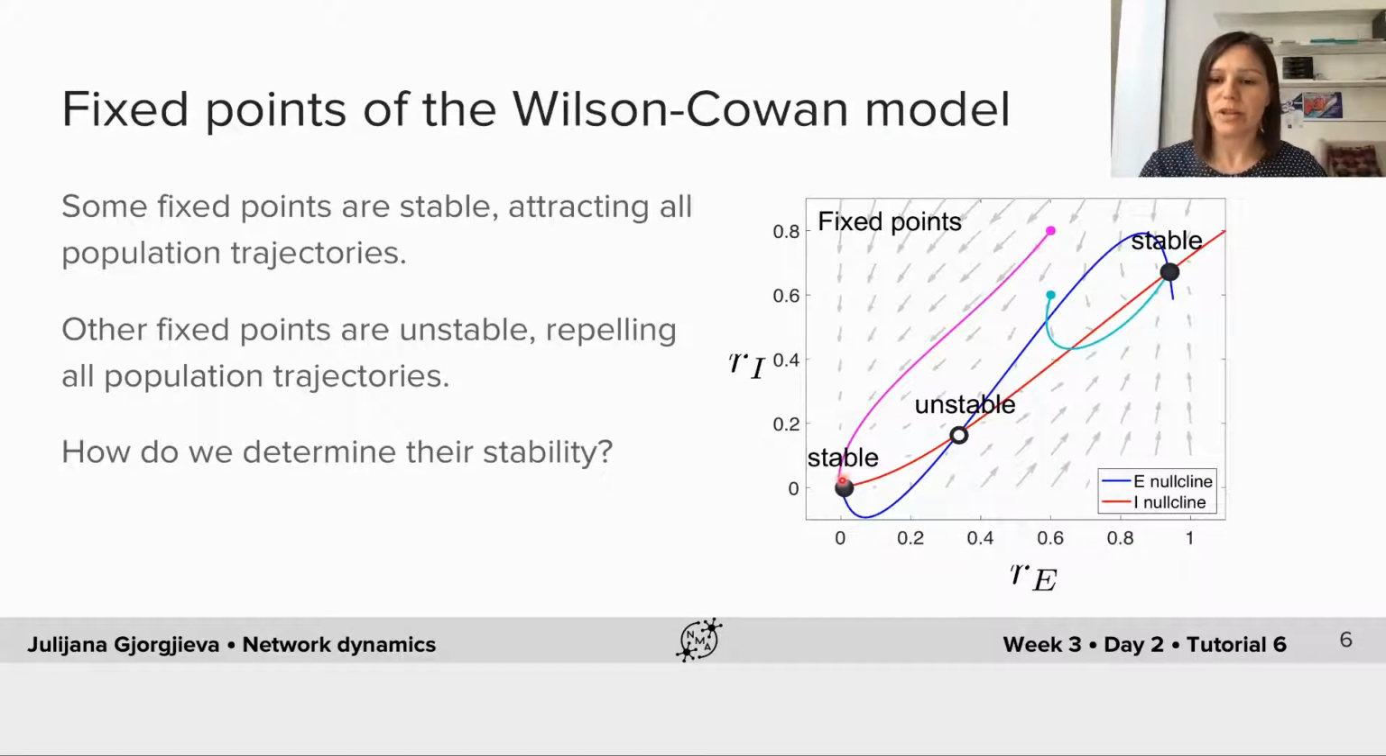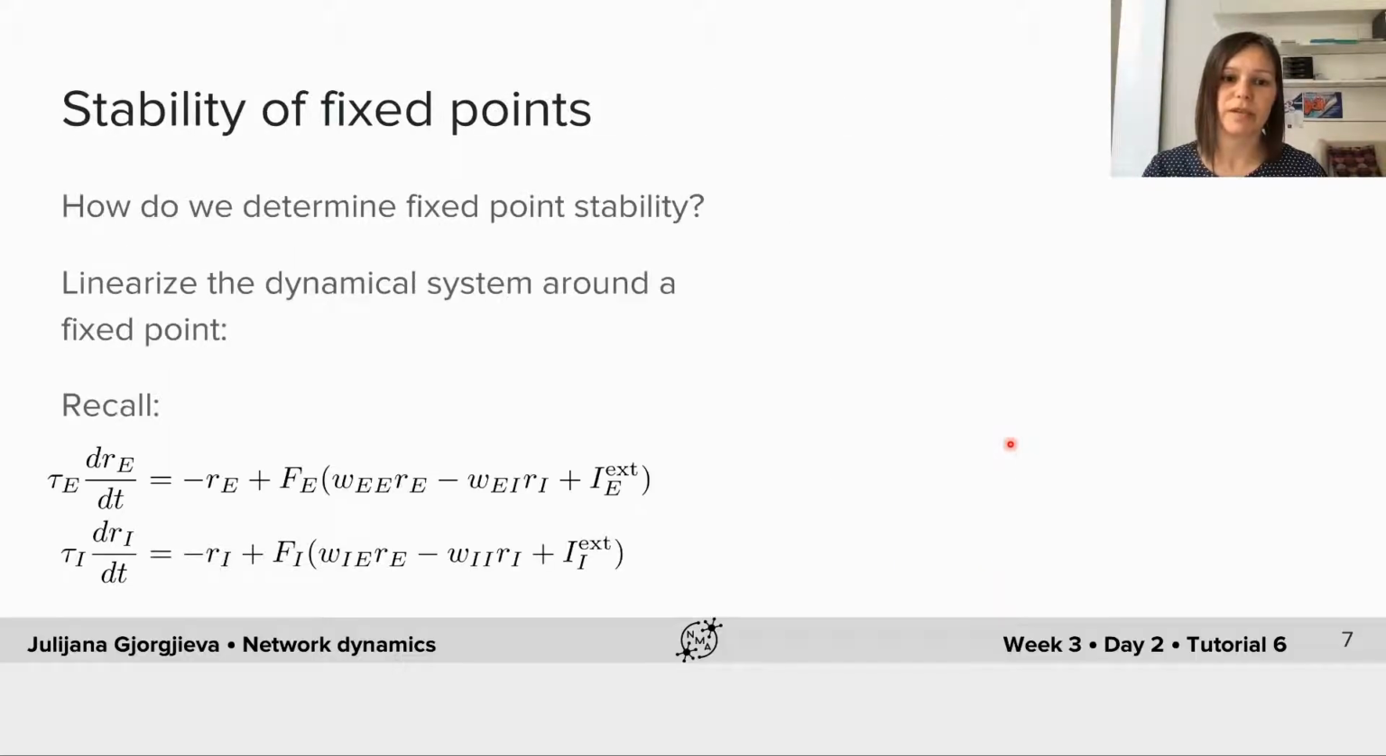The fixed point 0, 0 in this case is stable because it attracts the magenta trajectory. On the other hand, the fixed point that corresponds to these two high values of the excitatory and the inhibitory population is also stable because it attracts this trajectory in the cyan. This fixed point in the middle of the phase plane is unstable because, as you see locally from the arrows of the vector field, it repels the population trajectories around it. So how can we determine the fixed point stability?